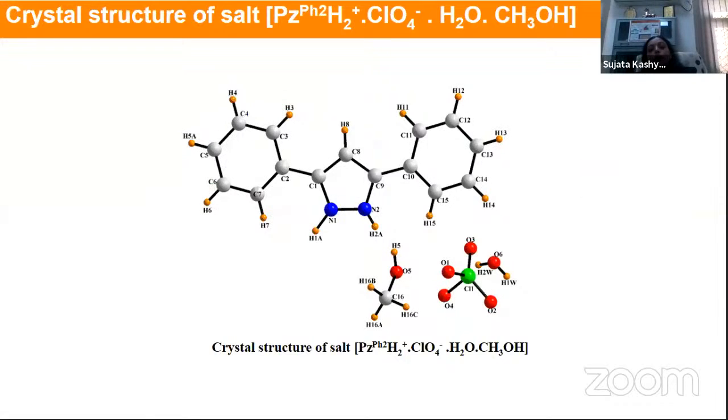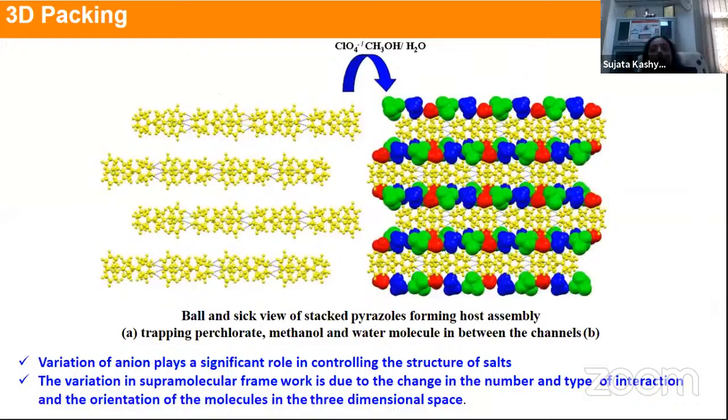Similarly, in the case of the perchlorate ion, along with the perchlorate ion, 1 mole of crystalline water and 1 mole of methanol also crystallize. And here we get the same kind of structure as in the sulfuric acid case. Here also the protonated pyrazoles make channels, and the water molecule, the perchlorate and the methanol molecules are trapped in between the channel.